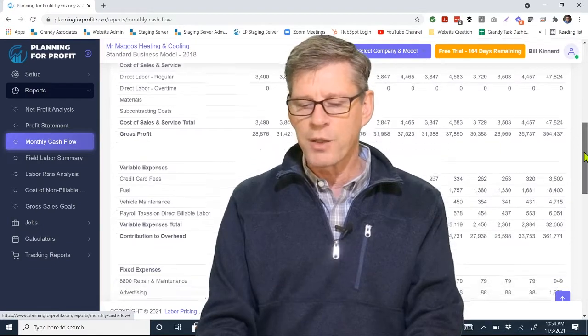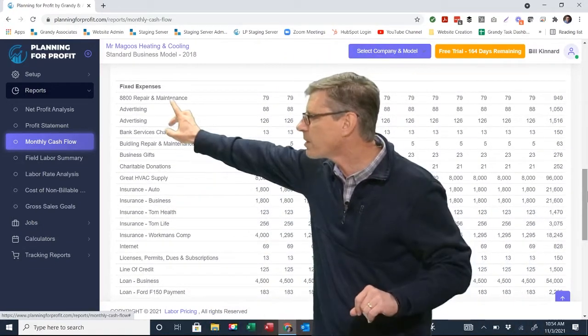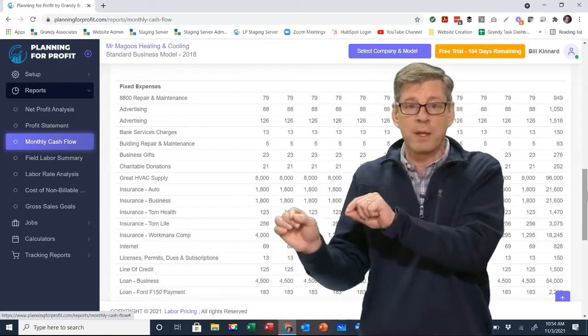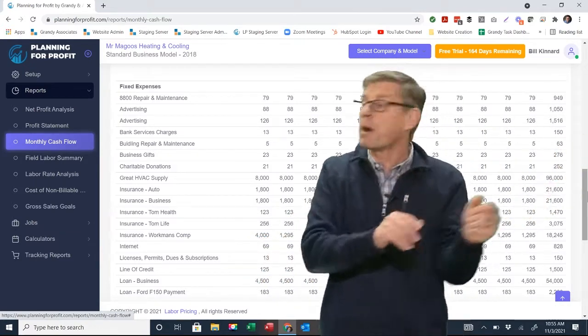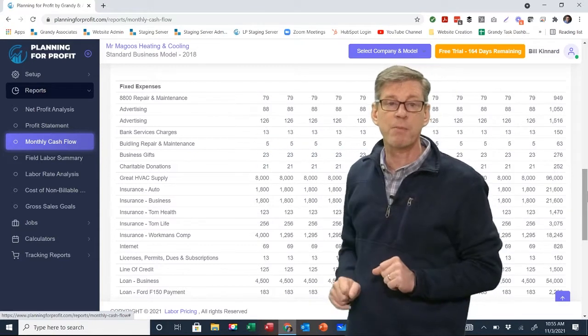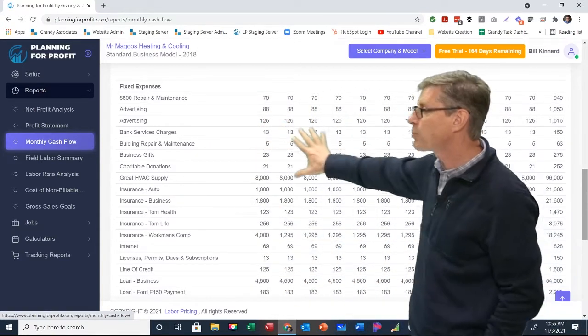If we scroll down on the report one more time, we will see all of our fixed expenses. So every single fixed expense that you put in and you allocated to this department. All right, so if you have fixed expenses that you allocated to other departments, they're not going to show up on this list because this is just for the service department in my particular case. And so I can see the expenses as we go through the entire year.